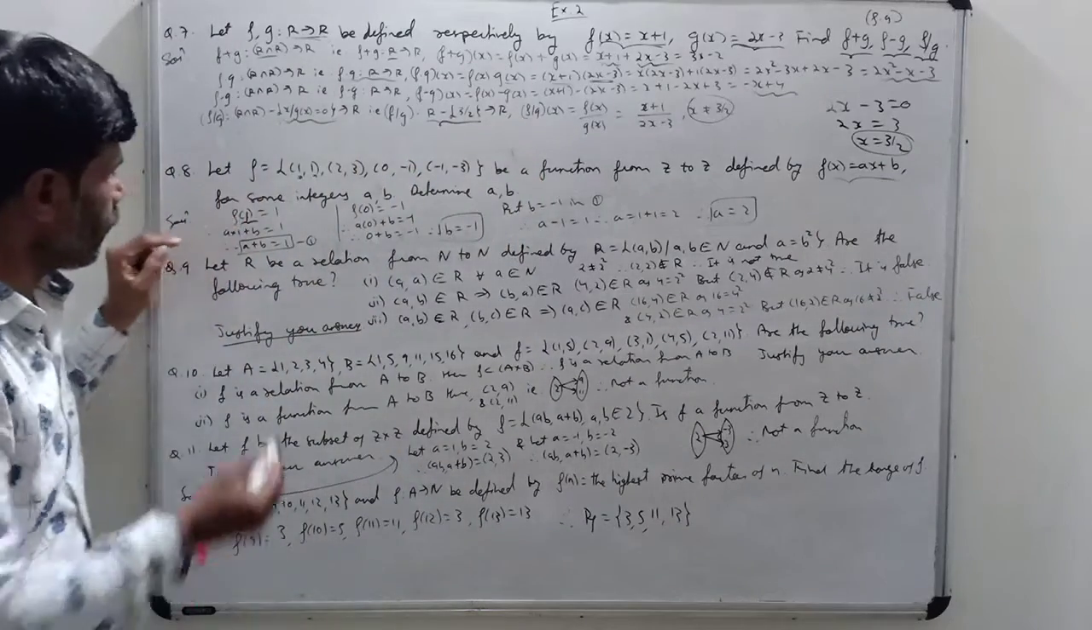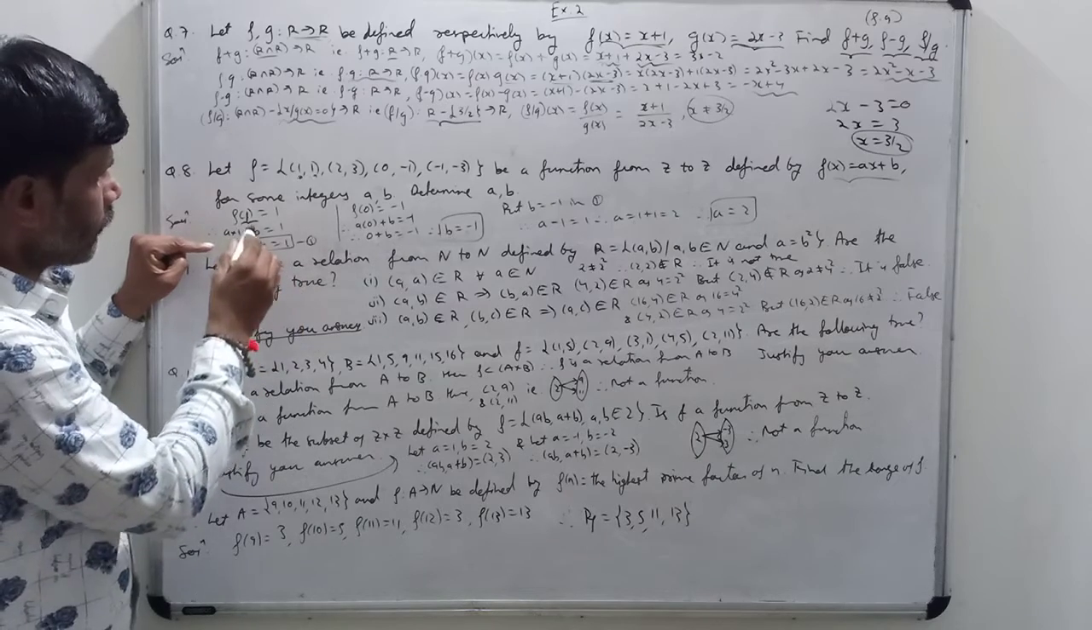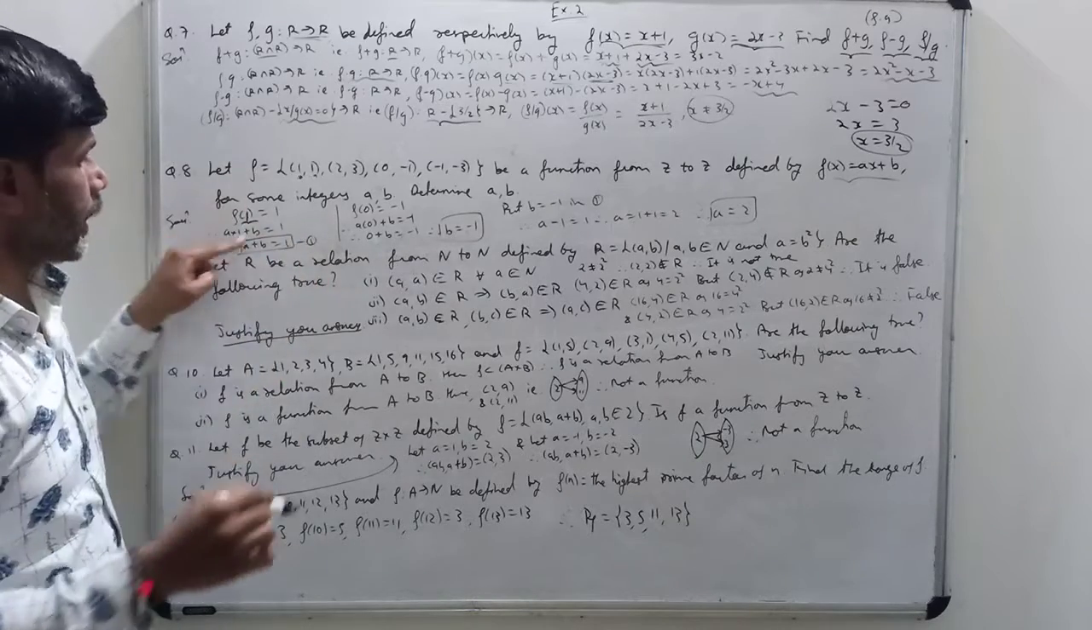So here f of 1 will be what? a into 1 plus b is equal to 1. Now what is a into 1? a plus b is equal to 1. Now, so we got one relation in a and b.